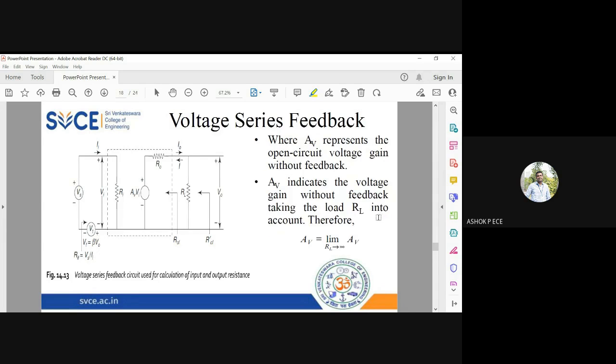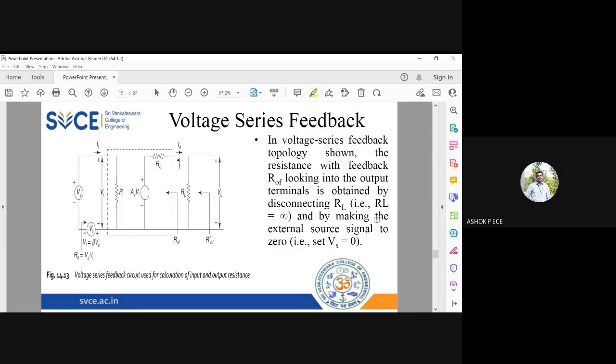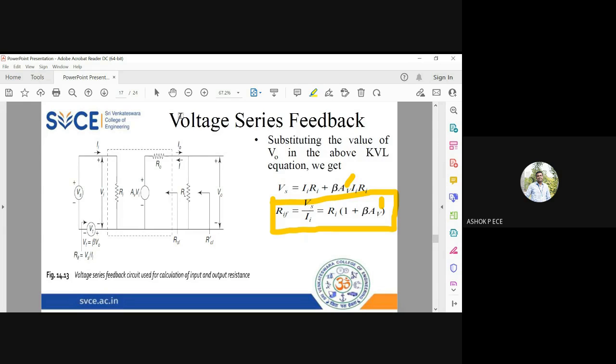So we have seen in the beginning voltage series feedback. Whenever you have voltage series feedback, the input resistance will increase, because on the input side I have series mixing. Resistance will be increasing in series. That is proved here. You see RIF equal to RI multiplied by 1 plus beta AV dash, which means that my input resistance is increasing with feedback.